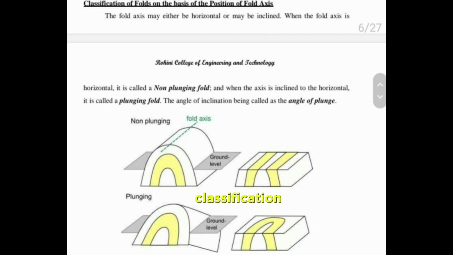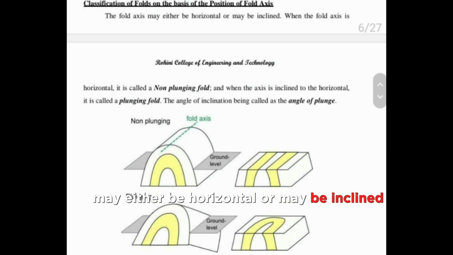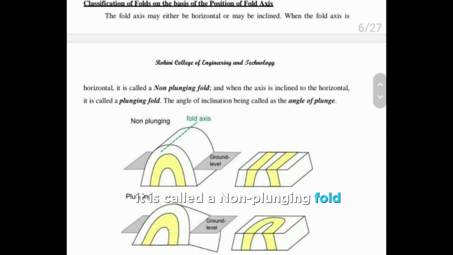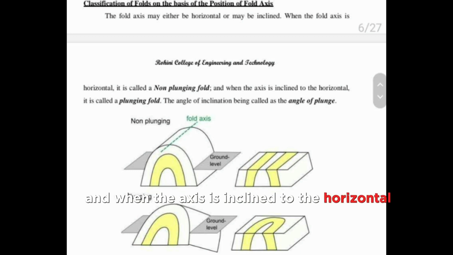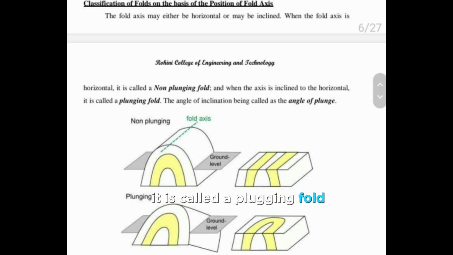Classification of folds on the basis of the position of fold axis. The fold axis may either be horizontal or may be inclined. When the fold axis is horizontal, it is called a non-plunging fold, and when the axis is inclined to the horizontal, it is called a plunging fold, the angle of inclination being called the angle of the plunge.